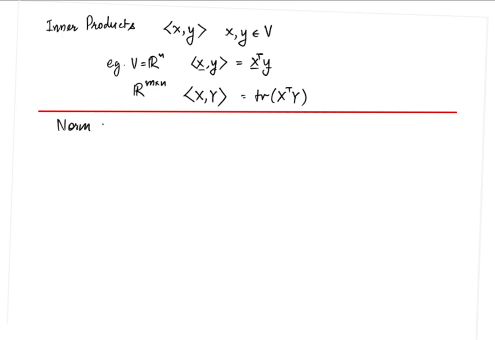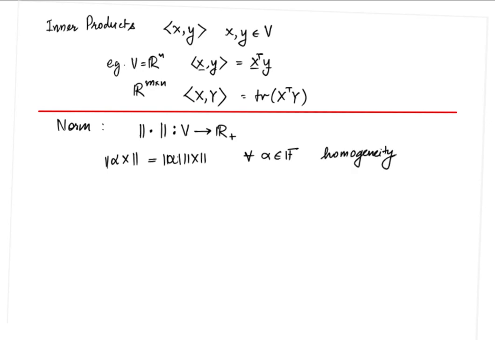A norm is a function from V to R plus, which is the non-negative real line. This notation is another way of saying that the norm function takes as input an element of V and outputs a non-negative number. The norm function satisfies three properties. First is that the norm of alpha times X is equal to the absolute value of alpha times the norm of X, where alpha is a scalar. The property is called the homogeneity property or scaling property. The second property is that the norm of X plus Y is less than or equal to the norm of X plus the norm of Y. This property is called the triangle inequality.